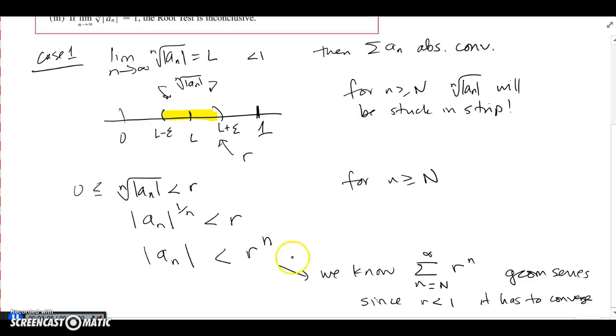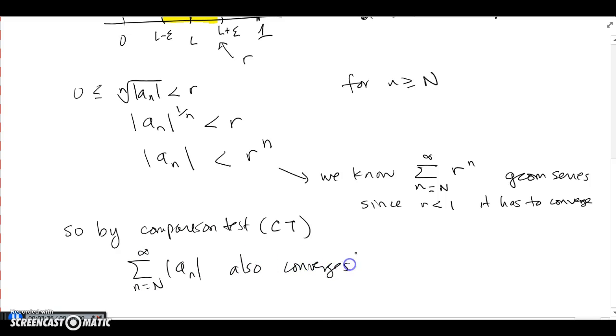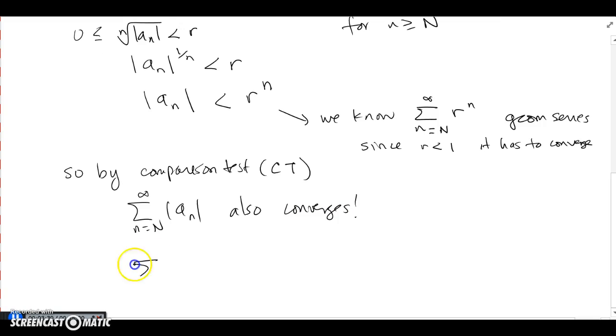So all of these terms are bounded by R to the n, and R to the n makes a geometric series that's convergent. So we can say, by the comparison test, which we called CT, that the series from capital N on also converges. We can go further and say, I started at capital N, but had I started at 1, that would still be okay, because we know that a finite number of terms doesn't affect convergence or divergence.